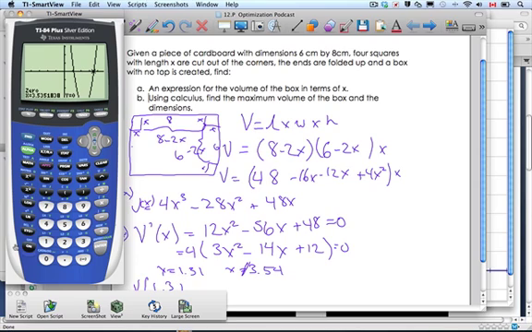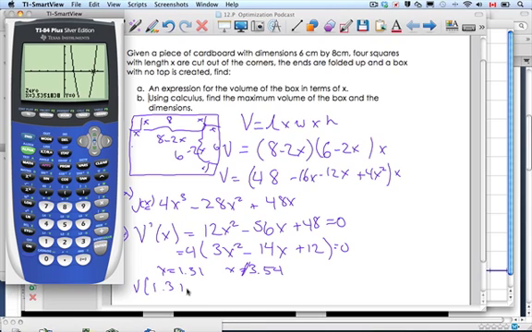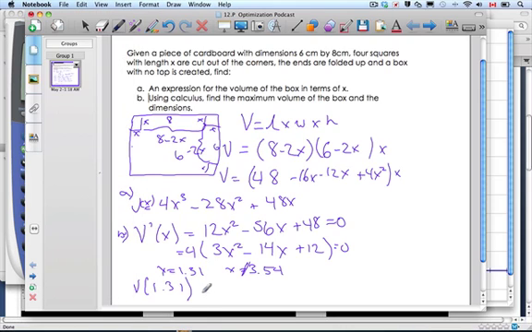We could do trace and 1.31, right? I was hoping to get the next decimal so that we could make sure the final answer was good to three significant figures, but since we lost it, let's just ignore that for now. So I get 4 times 1.31 cubed minus 28 times 1.31 squared plus 48. Okay, and so we're going to do that calculation.